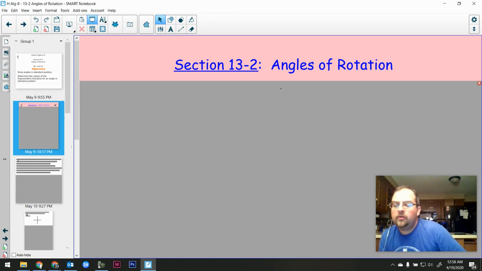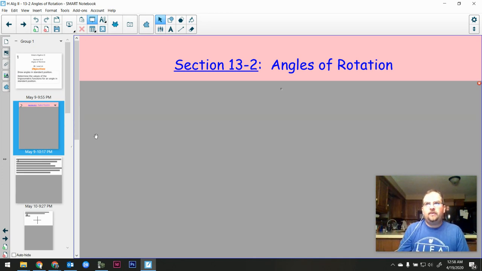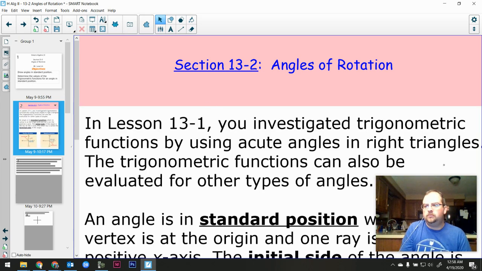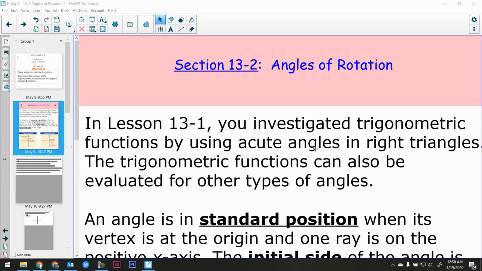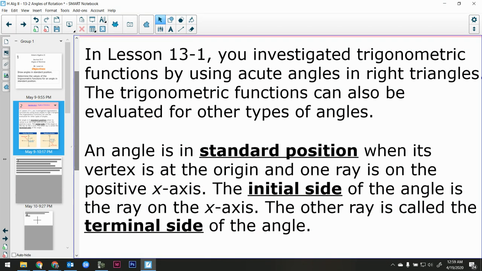Okay, so when we're looking at trigonometric values, it's always based on angles, right? So we're going to take a little sidestep and talk about angles when they rotate around an axis, I guess I should say. In lesson 13.1, we investigated trigonometric functions by using acute angles and right triangles. Now, trigonometric ratios don't always just apply to acute angles and right triangles, so we've got to think about them in other quadrants, basically bigger, obtuse angles and maybe angles that even grow past 180 degrees and so forth.